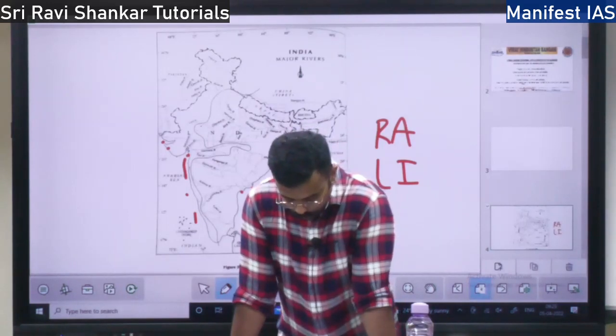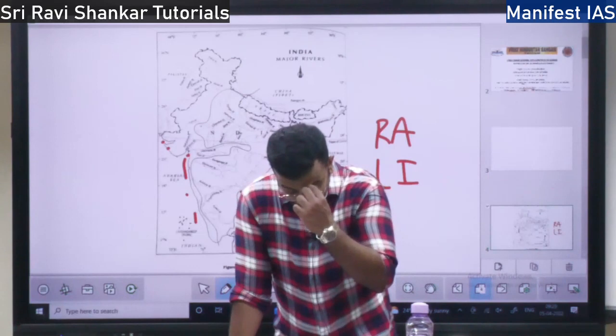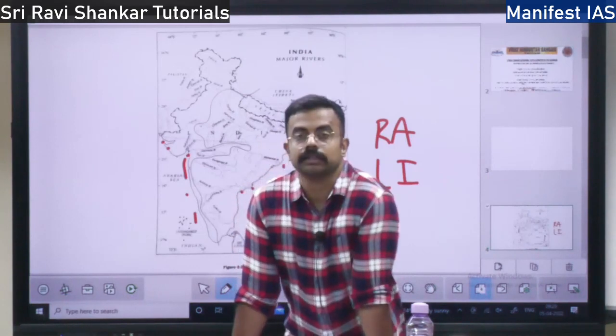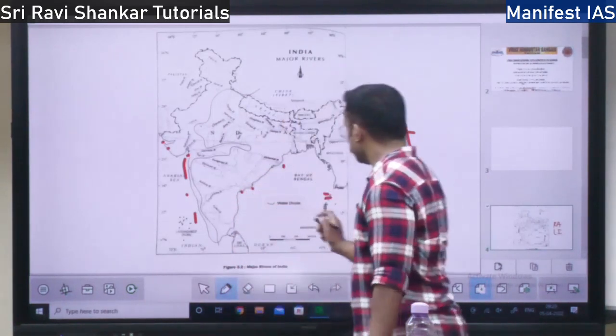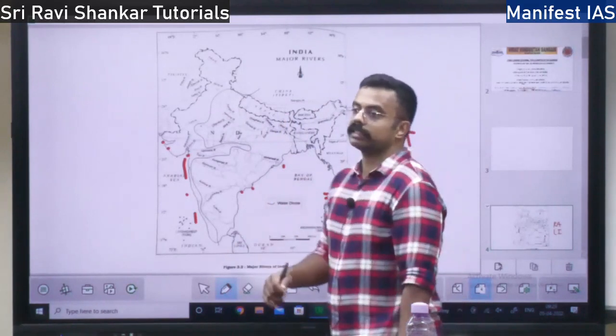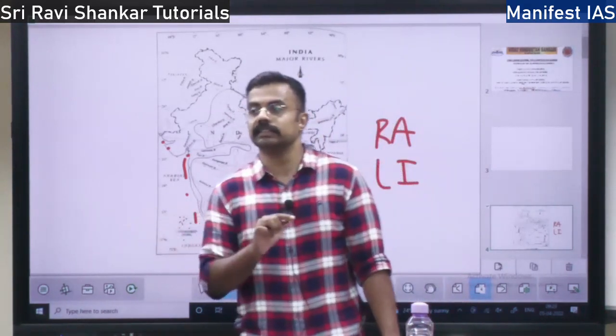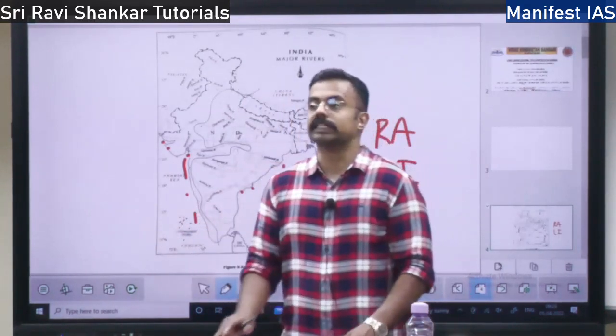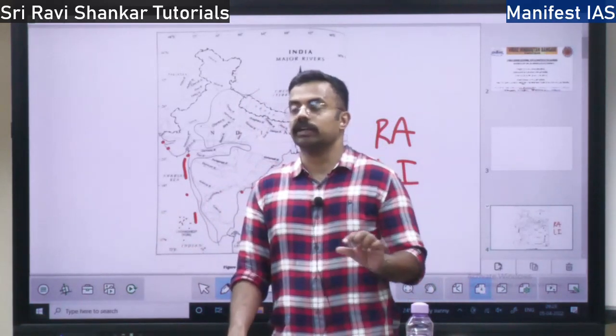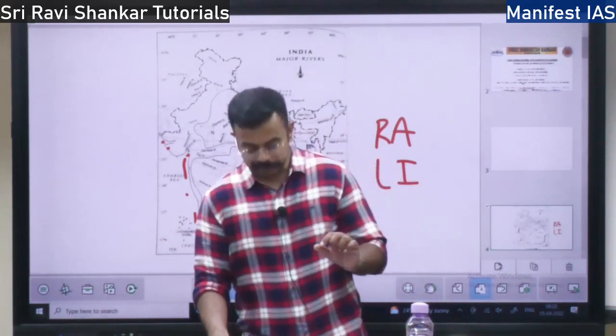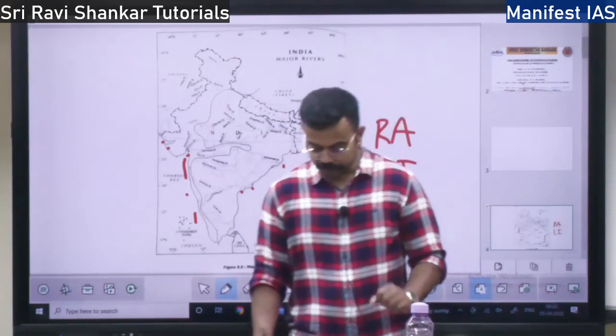Okay. Andaman is in the north and Nicobar is in the south. They are divided by one channel. A channel is an extension, a water channel. That channel is called the 10 degree channel. The 10 degree channel divides the Andaman and Nicobar, right?